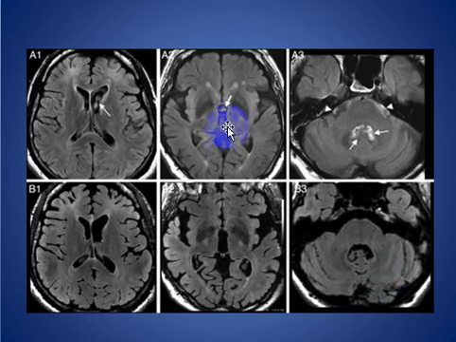Here is another patient with pulsation artifact in the lateral ventricle, and we also see the artifact in the fourth ventricle and the third ventricle, and in the 3D FLAIR images the artifact is not seen.